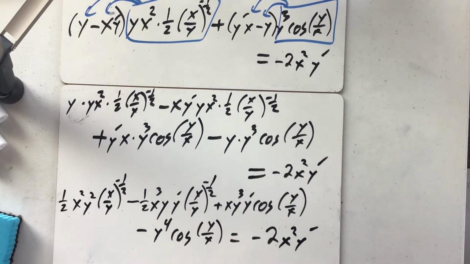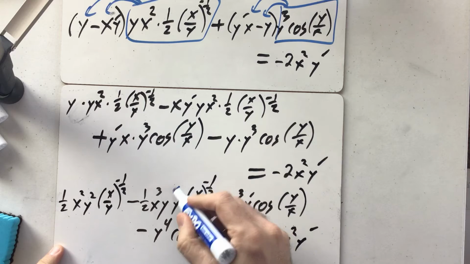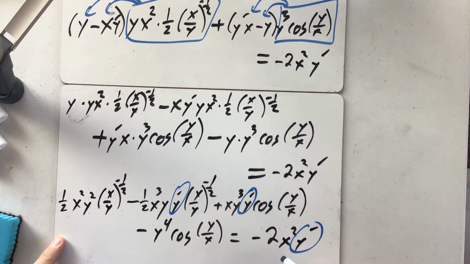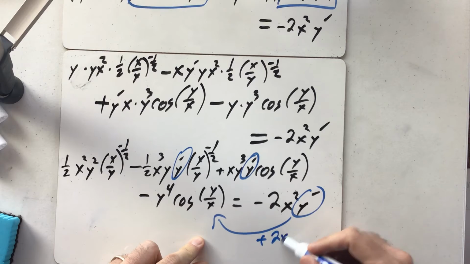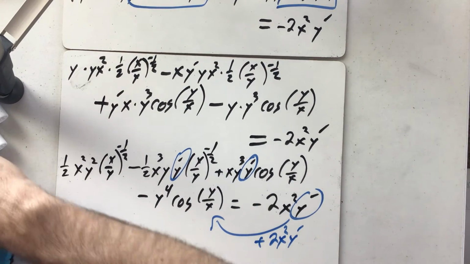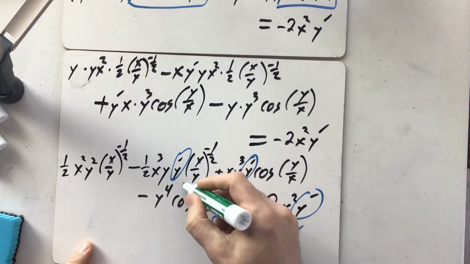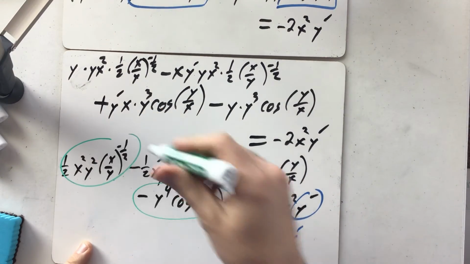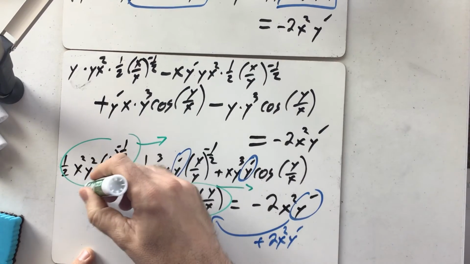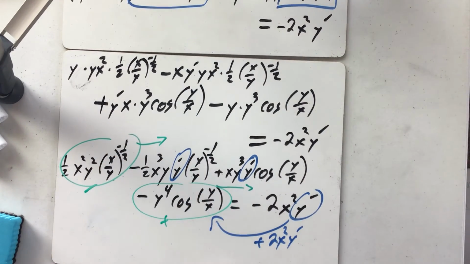Now I've got to do the thing that I always do, and that is I have to take everything with a y prime. So here's a y prime, here's a y prime, and here's a y prime, and I have to move them all to the same side of the equal sign. So I'm just going to add 2x squared y prime over to the other side. And then I have to take the things without a y prime, and it looks like that's this, and I have to move them to the other side of the equal sign. So I will subtract that and add that onto the other side.